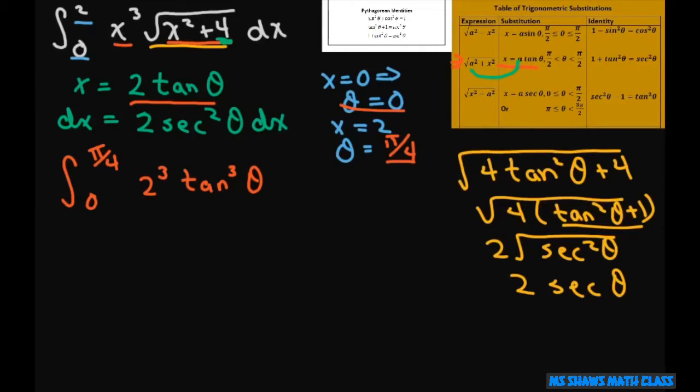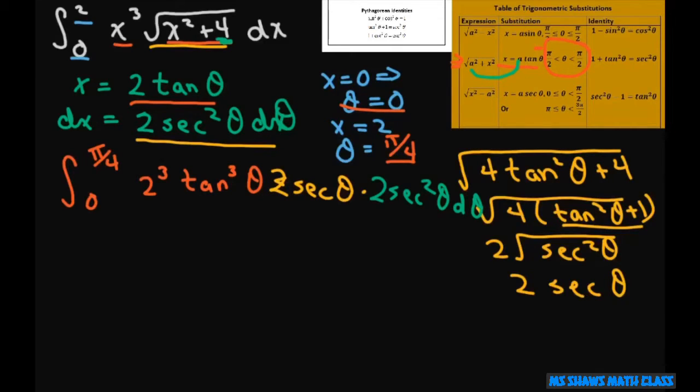You don't need the absolute value because we're in quadrants 1 and 4, and cosine is positive in quadrant 1 and 4. Therefore, secant is also positive there. So now that we did that part, we can substitute the square root of x squared plus 4 as 2 times secant of theta, and then our dx is here. So that's going to be times 2 secant squared theta d theta.